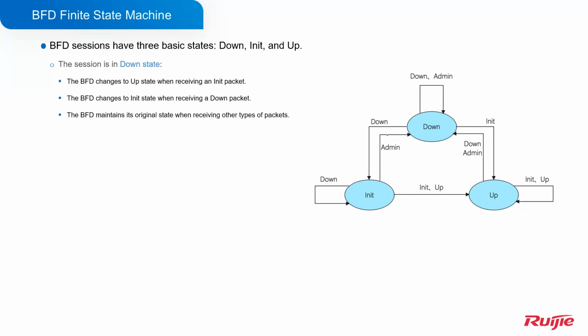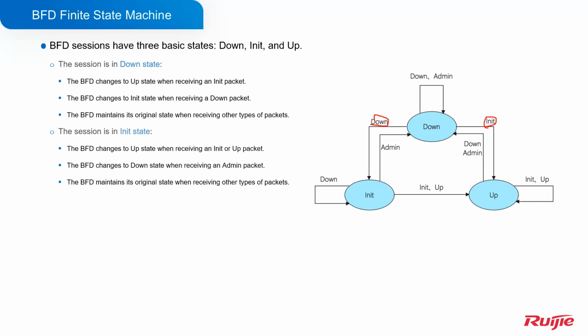So from down to init, there is a down packet. From down to up, it is an init packet. For other packets, we maintain the original state. For a session in the init state, it changes to up state when receiving an init or up packet. You can see init or up, we switch from init state to up state. And BFD changes to down state when receiving an admin packet. For other types of packets, we maintain the original state.